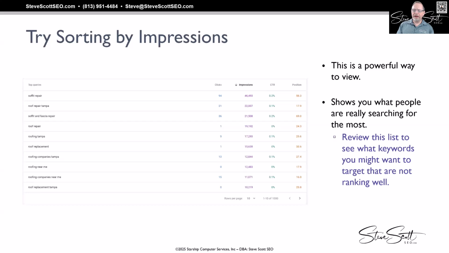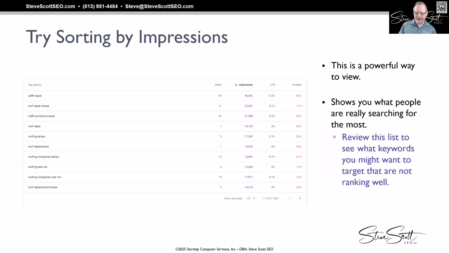Sure, I want to know how many clicks I've gotten, but I really would like to look by impressions. Why? This is a powerful way to view this information because it shows you what people are really searching for the most. It doesn't really care about whether you're getting clicked on or not. It just shows you how often people are searching for that, where you had the potential to be found or clicked on. And we want to review this list and see what keywords you might want to target that are maybe not ranking well, but you're maybe getting some good impressions for.